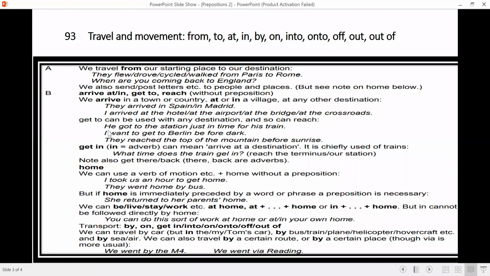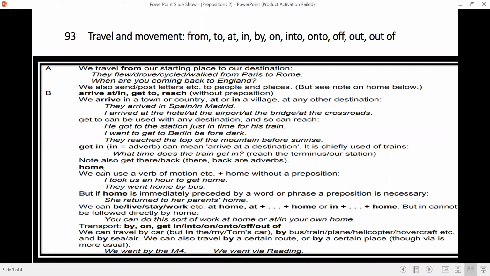We can also use get to for destination, and we can also use reach as well. For example, he got to the station just in time for his train. I want to get to Berlin. All right, so you can use get to and reach as well. They reached the top of the mountain.